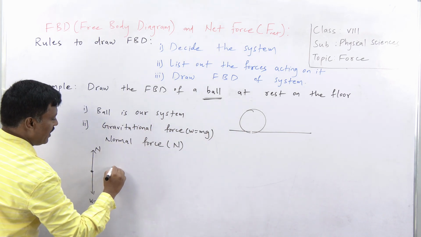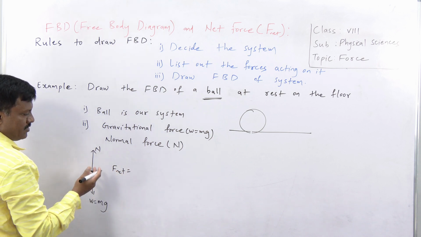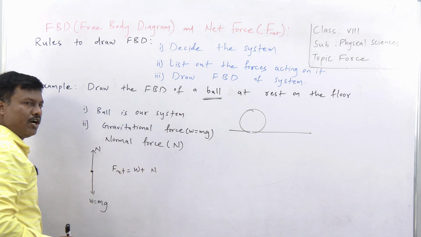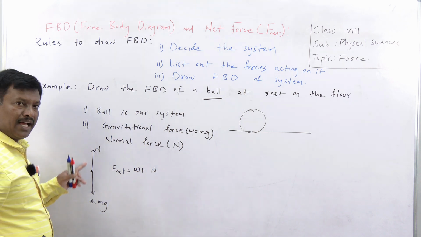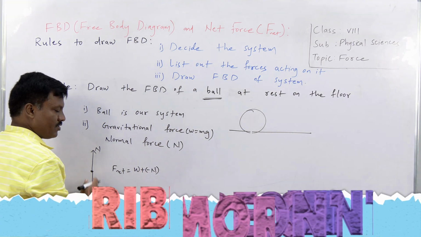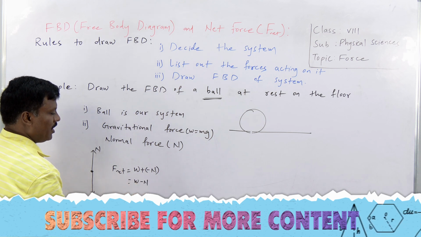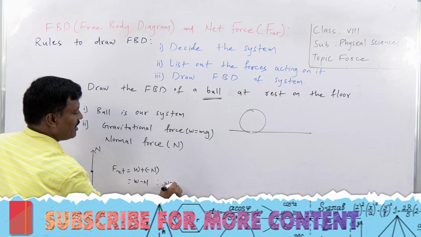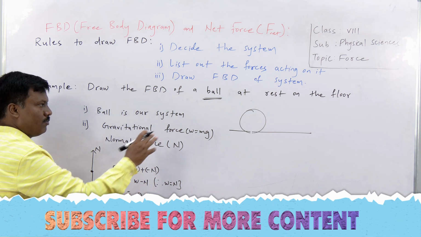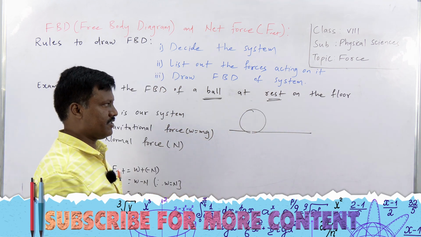Now net force we are going to calculate. Net force is equal to the algebraic sum of all the forces. That means gravitational force plus normal force, algebraic sum. But as these forces are acting in opposite directions, we have to consider one of the forces as negative. So then W minus N. We know that the two forces are equal in magnitude. That is why the net force acting on this ball is 0, because it is at rest. That is why it is at rest.